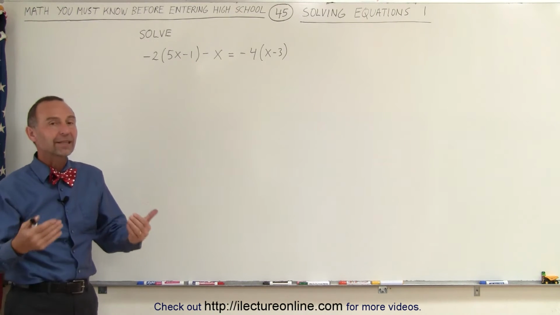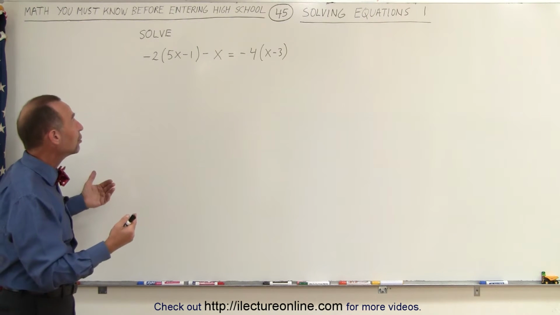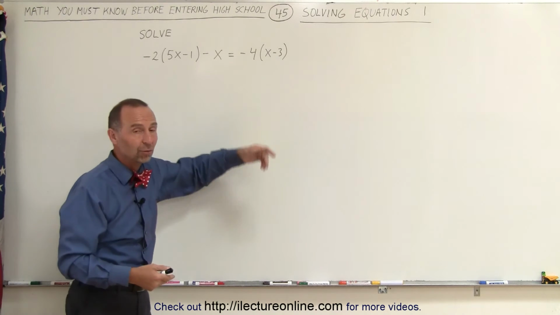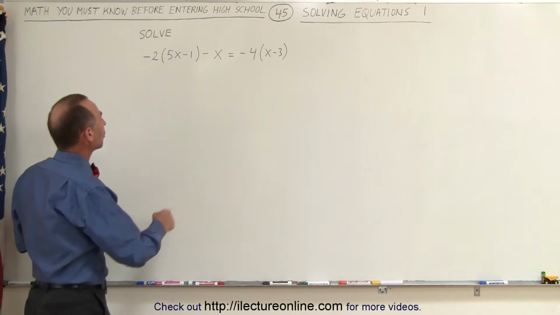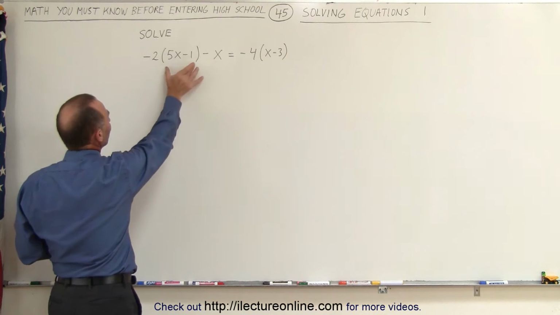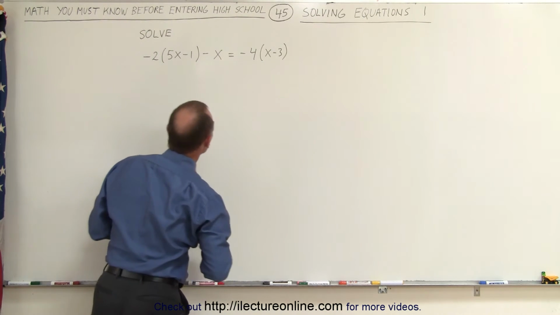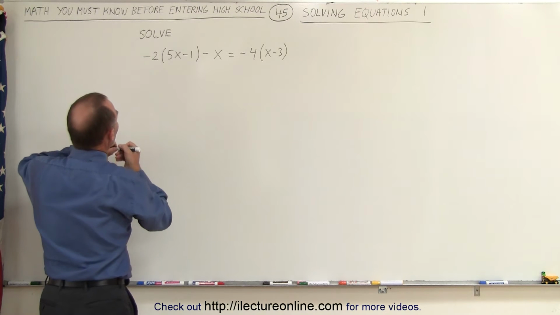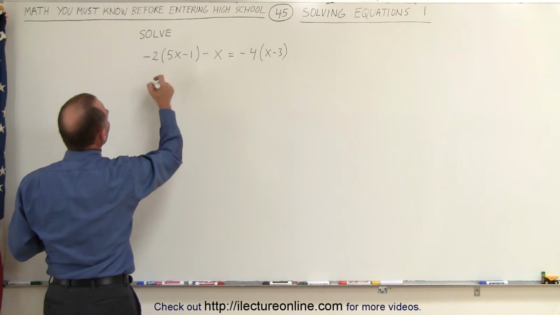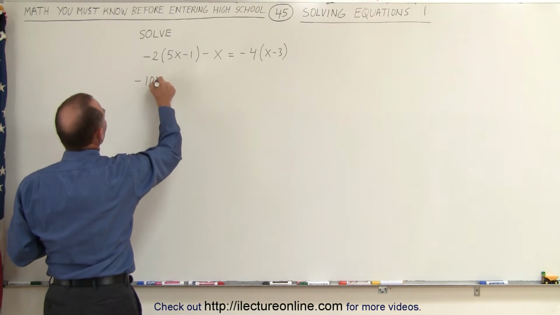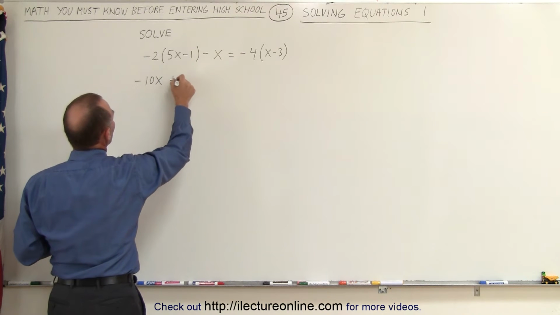There's a specific method that we follow. The first thing that we do, in case that we have parentheses, is we want to remove the parentheses, which means we're going to multiply the minus 2 times what's inside the parentheses and the minus 4 times what's inside the parentheses. When we do that, we get the following. Minus 2 times 5x is a minus 10x, and a minus 2 times a minus 1 is a plus 2.